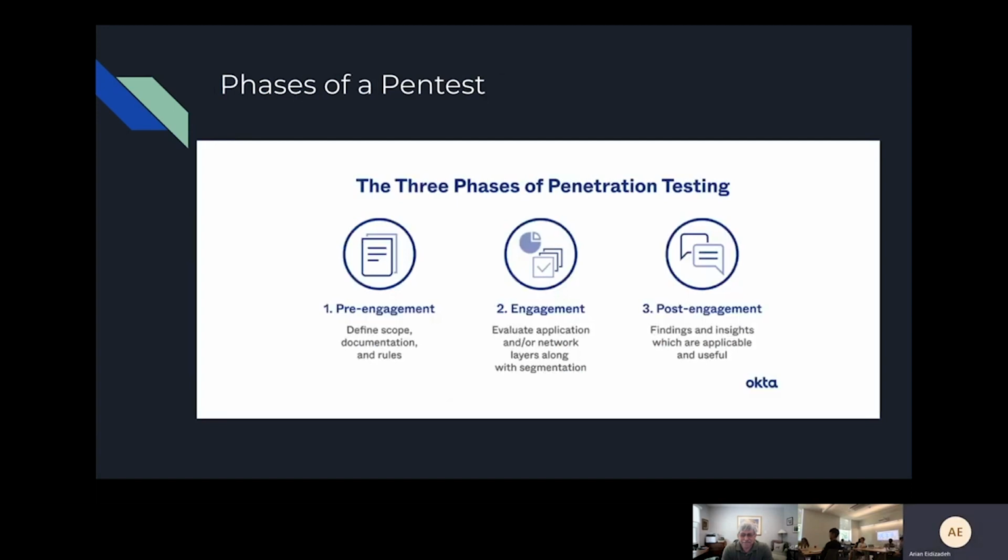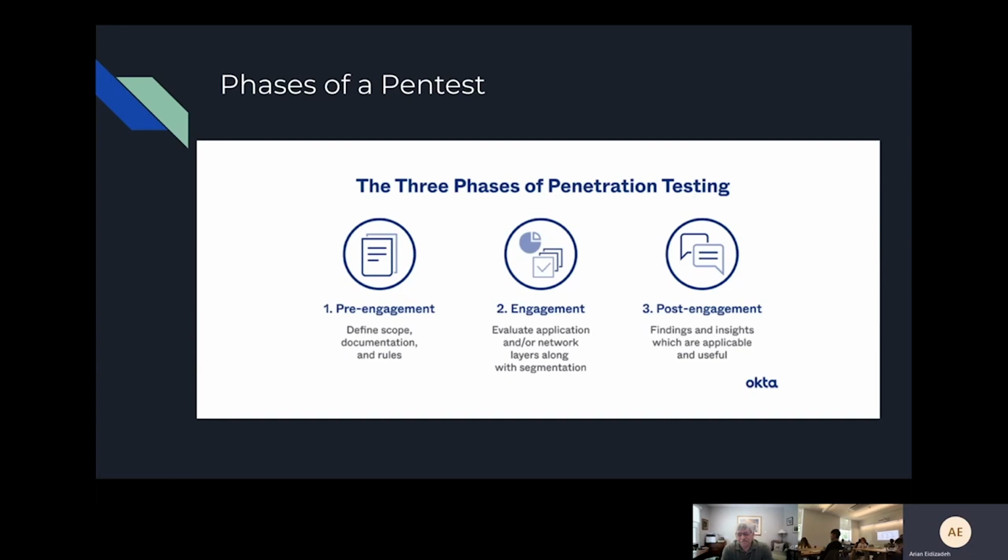There are multiple phases of a pen test. The first phase is pre-engagement, where the client tells us the scope, the documentation, and rules. And that's very important because if we don't have the rules involved, then the tester himself can get in trouble, or Janus in this case could get in trouble if we test things that aren't in the specific scope.